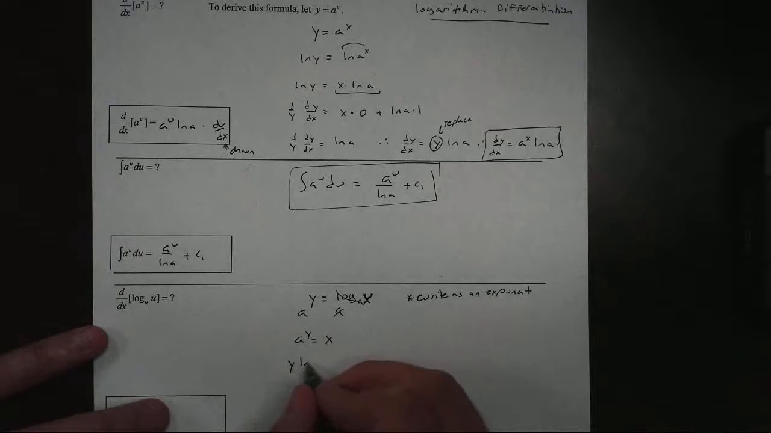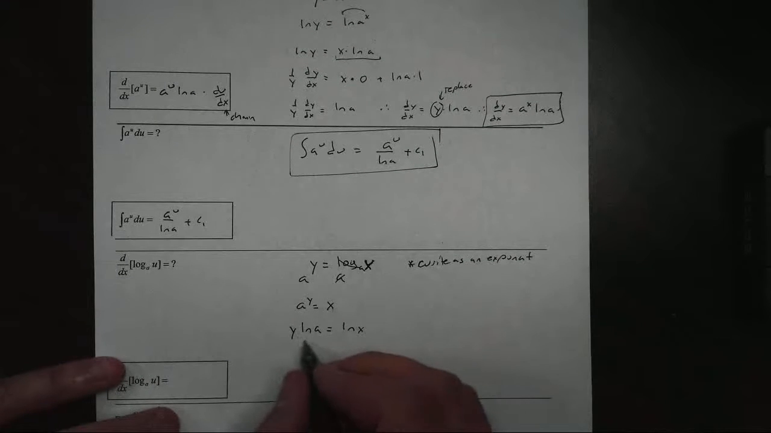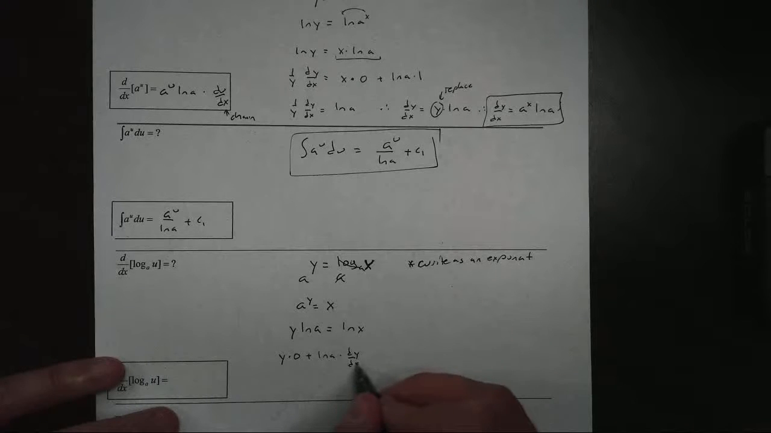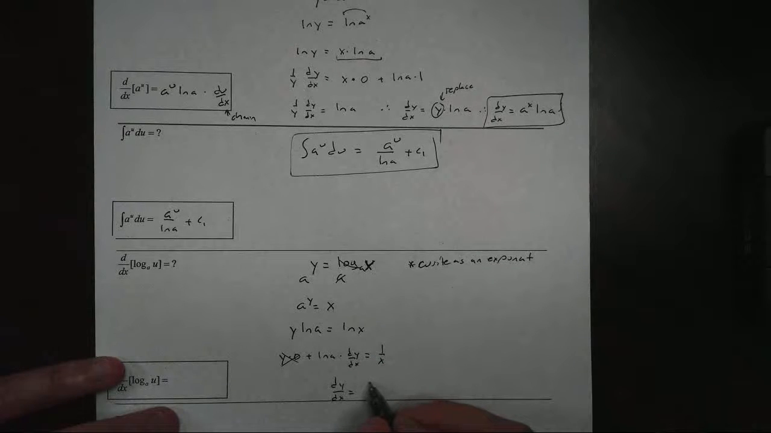Taking the natural log of both sides now is going to allow me to bring the power down. Now if you notice, I'm using that logarithmic differentiation. Product rule, the first times the derivative of the second, remember that's just 0, plus the second times the derivative of the first. Well, what's the derivative of y? Just dy dx. And that equals 1 over x. Goes away, so we get dy dx equals 1 over x times the natural log of a, if I divide. And there's our derivative.